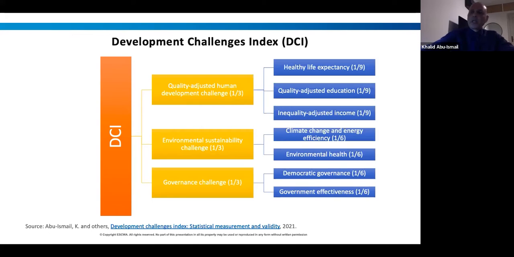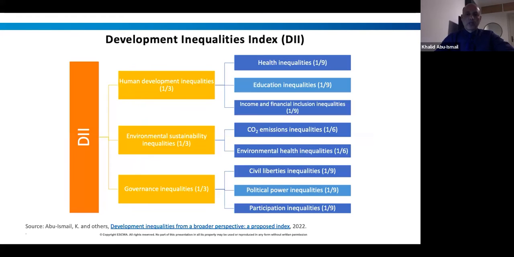But the more important, I would say, intellectual contribution is in the area of bringing in governance to the heart of the way that we measure human development. And here we have a governance challenge component, which has 2 aspects to it. One is democratic governance, things like rule of law, participation, accountability. And the other one is government effectiveness, which is the ability of governments to undertake their tasks in an effective manner, provide good public services and infrastructure, for example.